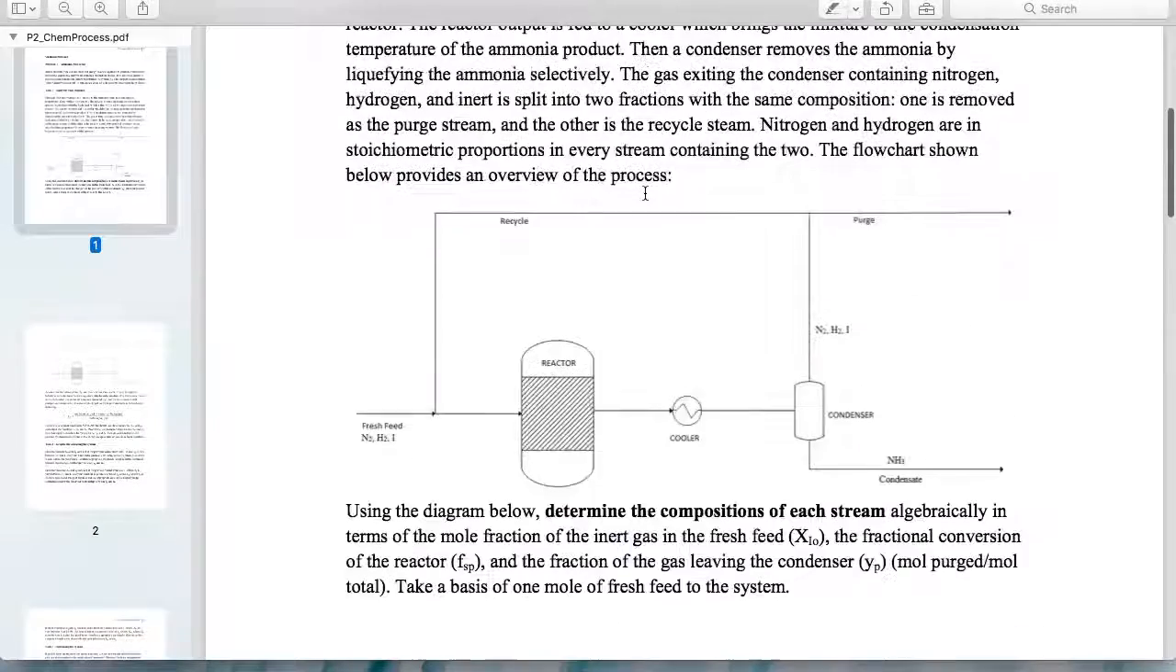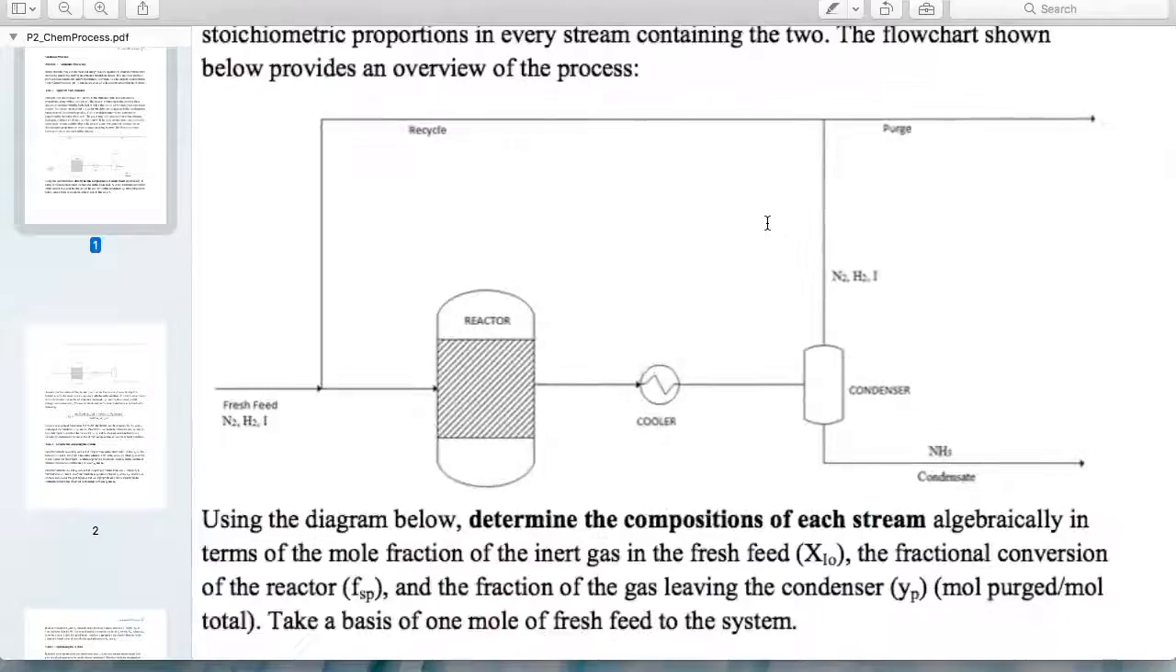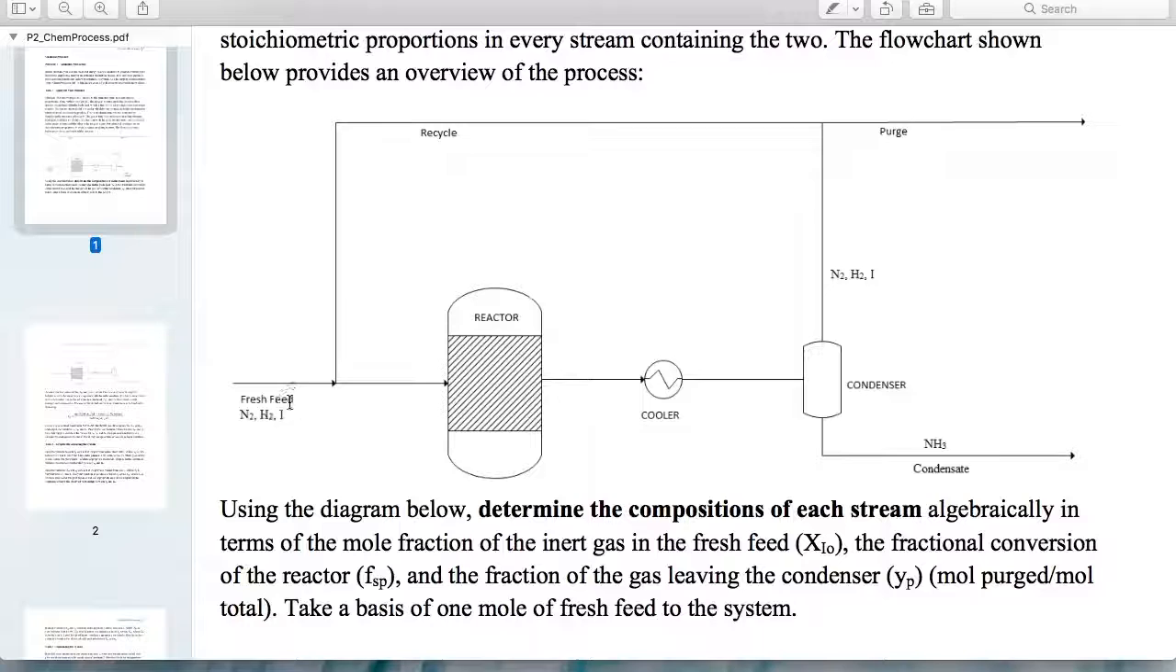So first of all, we have our production right here. We have our fresh feed of nitrogen, hydrogen, and an inert gas. It's going to go into a reactor here. Out of the reactor, our products are going to be cooled and condensed. After condensation, we're going to separate our actual ammonia, and nitrogen, hydrogen, and our inert gas are going to exit from the top. Some of it's going to be purged, and some of it's going to be recycled back to our fresh feed and back to the reactor again.